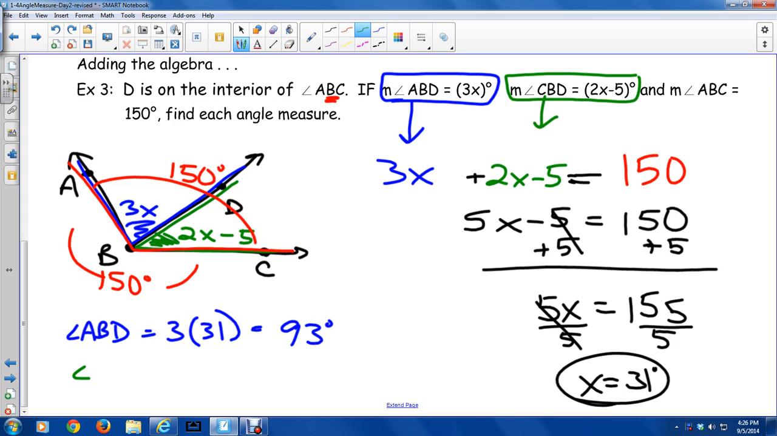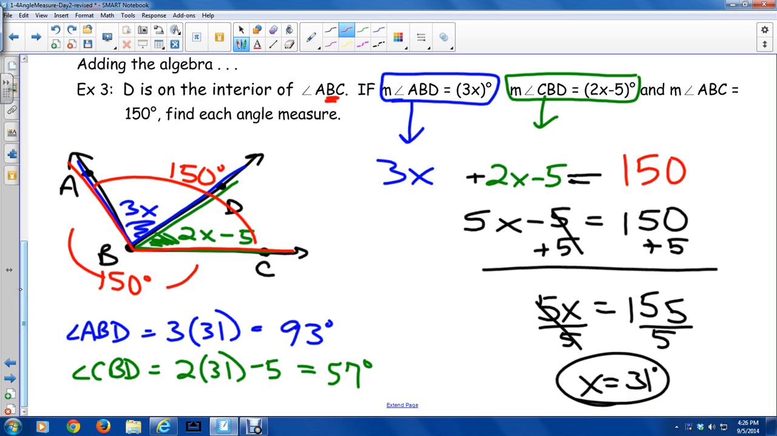Angle CBD is 2 times x. I'm putting in 31 for x, minus 5. 2 times 31, 62, minus 5 is giving me 57 degrees. And we already know that angle ABC is 150 degrees, so we don't really need to do anything there.